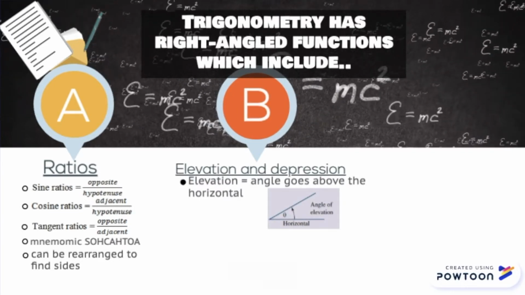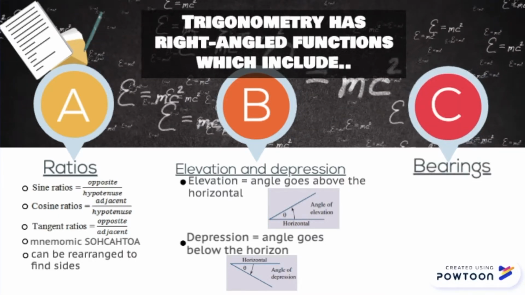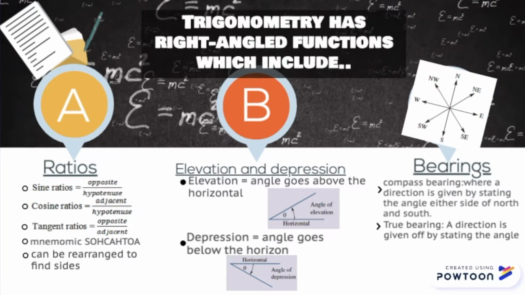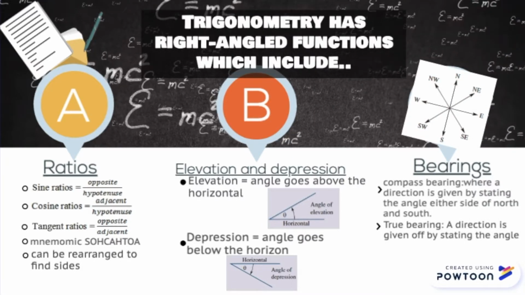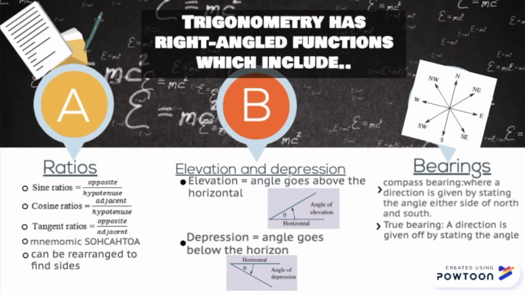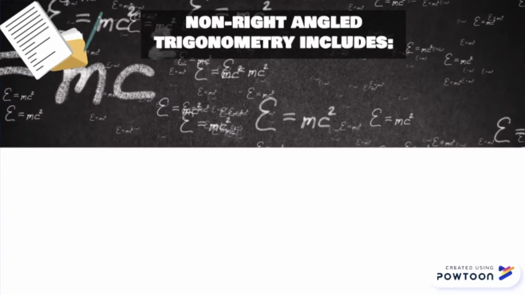The angle of elevation is where the angle goes above the horizontal, while the angle of depression is where the angle goes underneath the horizontal. A compass bearing is where a direction is given by presenting either side of north, south, east, or west, including the degree. For instance, south 30 degrees east, while a true bearing is where a course is given by estimating the angle clockwise from north to the required direction. For example, 120 degrees true. To refer to an example of this, please refer to Part A.